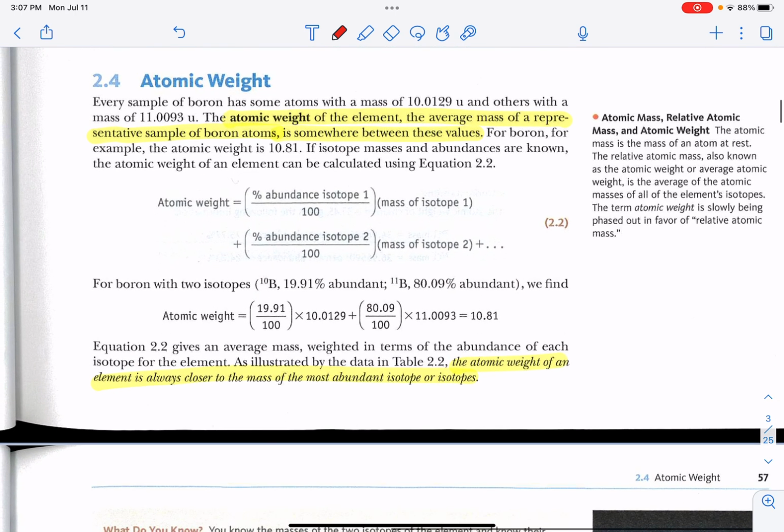Now, atomic weight, this is an unfortunate use of the word weight because we usually think of weight as mass times the acceleration due to gravity, 9.8 meters per second squared, from physics class. So the atomic weight really is the atomic mass, but it's the average mass of those isotopes. Sometimes we call it the weighted average.